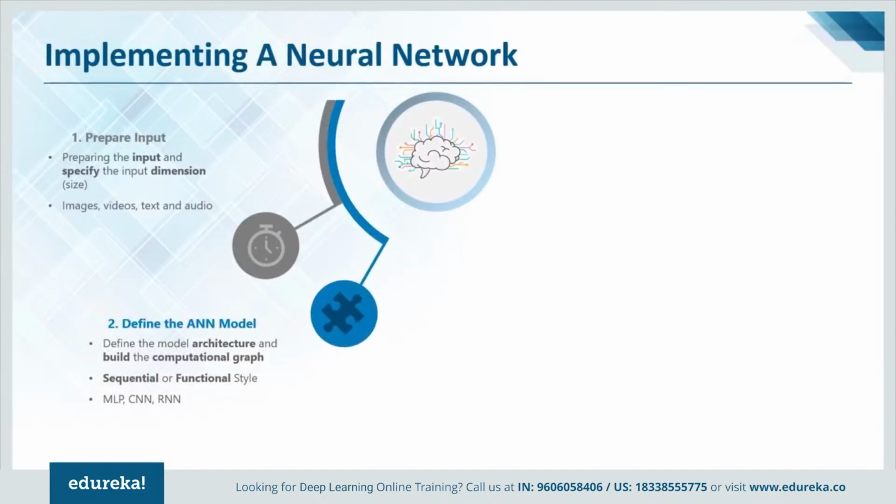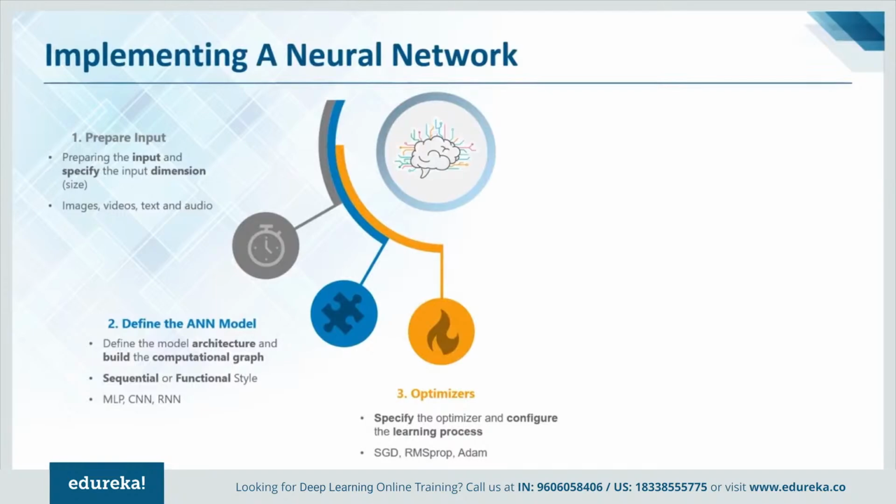The next step is to actually define the artificial neural network model. Here we do everything from defining the model architecture to building the computation graph and also defining the style we'll be using for the model. It is as straightforward as that. Step 3 is to specify the optimizer. Think of it this way, a neural network is just a complex function. We need to simplify the process of making the machine learn. The optimizer is just for that. There are many types of optimizers such as SGD, which is stochastic gradient descent. We have RMSProp, which is based on root mean square, and Adam, and so on.